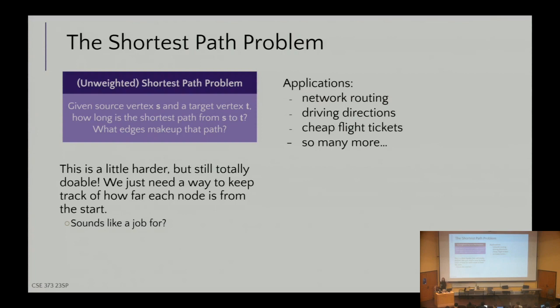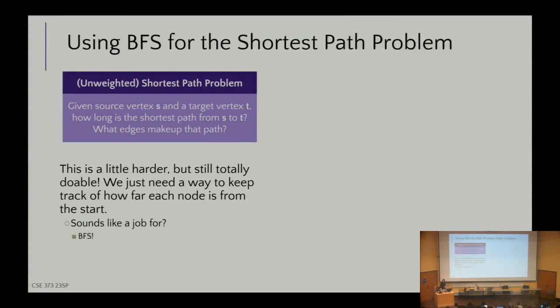Now, it depends on the type of graph we have. Let's say we have an unweighted graph. So we have edges, but they don't have any values associated with them. Well, how could we possibly solve this? Well, I think I sort of gave it away last Wednesday, but we could use BFS, because those sound like pretty similar problems, right?